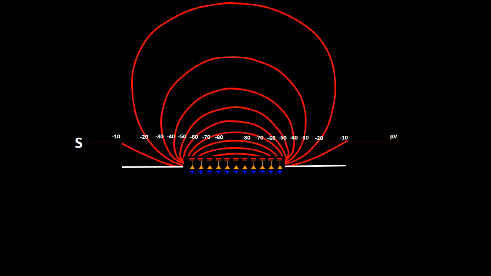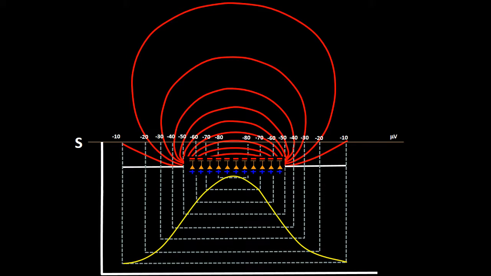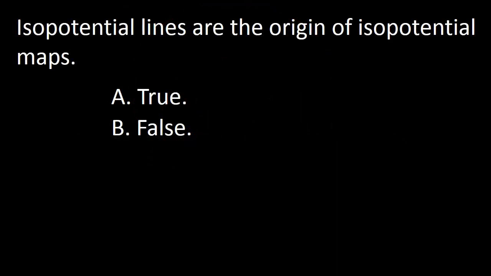And the same isopotential lines can also be used to plot a potential distribution of the field. As you can see, creating that potential distribution will create a bell-shaped curve along the scalp. You can see the bell-shaped curve under the negative isopotential fields. So the answer to this question is true.